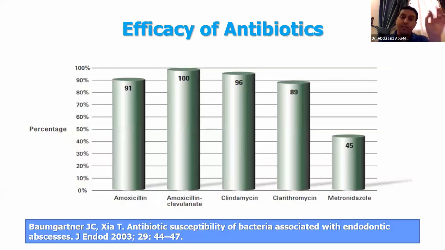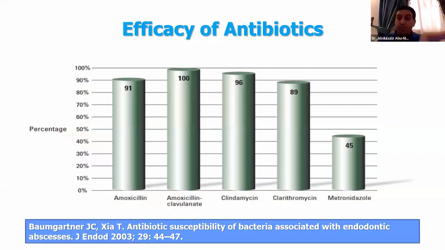This is a study by Baumgartner of many of the antibiotics used, specifically antibiotics related to endo. So the numbers on the bar, 91 and 100, these are the percent, how much each one of the antibiotics kills the bacteria. So the amoxicillin killed about 91%, amoxicillin clavulanic acid, which is Augmentin as a brand name, 100%, clindamycin 96%, clarithromycin 89%, and the least, which is the metronidazole.